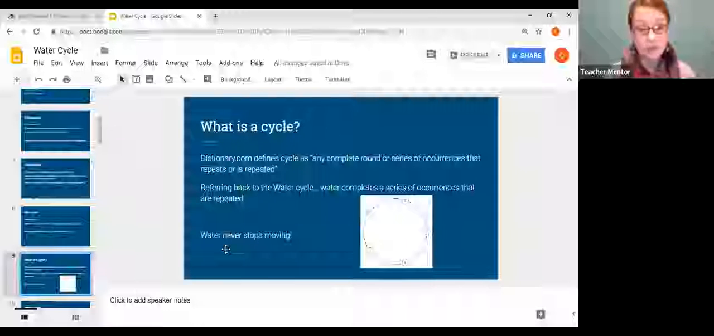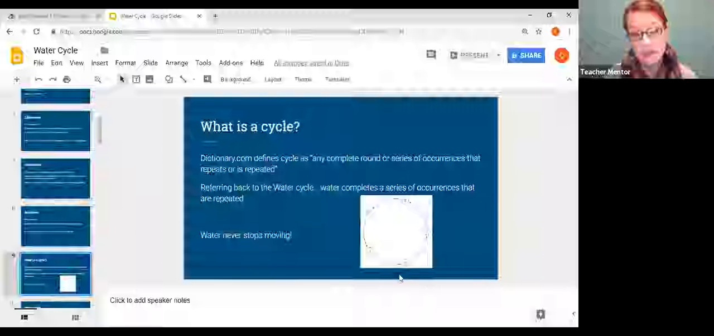Okay, so what is the cycle to begin with? We need to know what that is before we elaborate on the water cycle. So the dictionary.com defines cycle as any complete round or series of occurrences that repeats or is repeated. So if we look back to the water cycle, the water cycle completes a series of occurrences that are repeated. Okay, so water never stops moving within the water cycle.